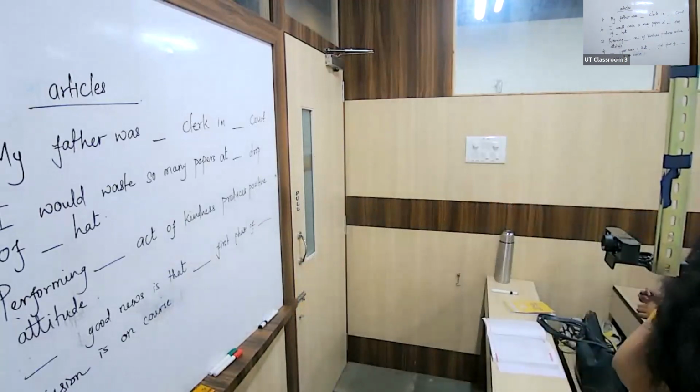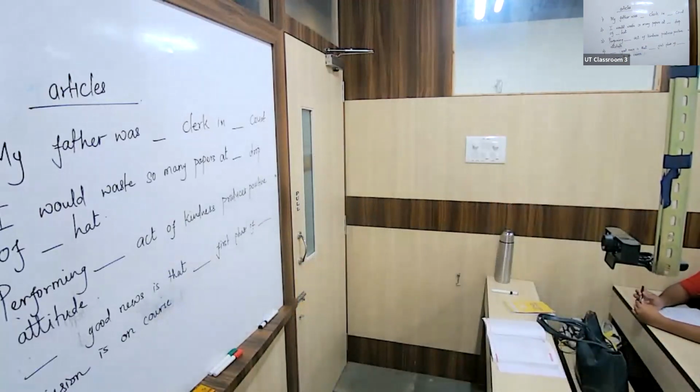Done? Tell me the first one. My father was a clerk in the court. That's it. A clerk in the court. Tell the second one. I would waste so many people at the drop of a hat. Very good.